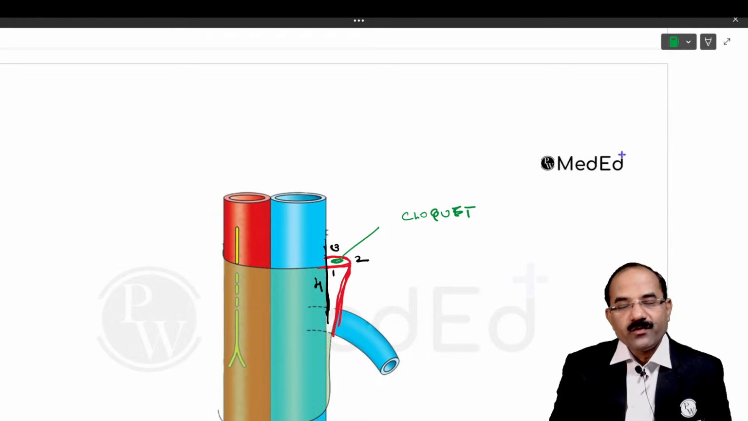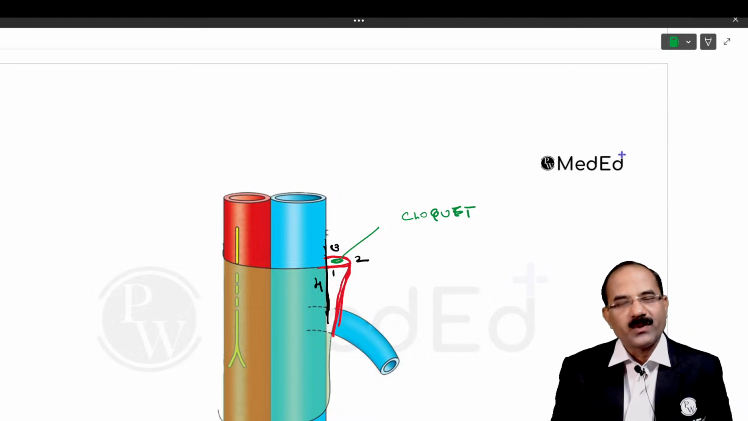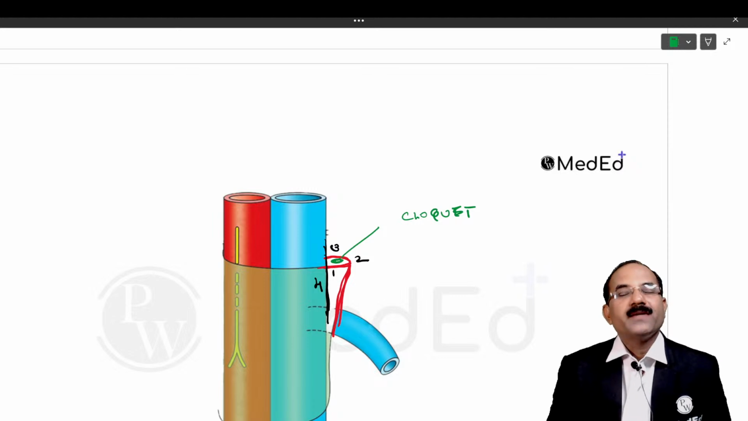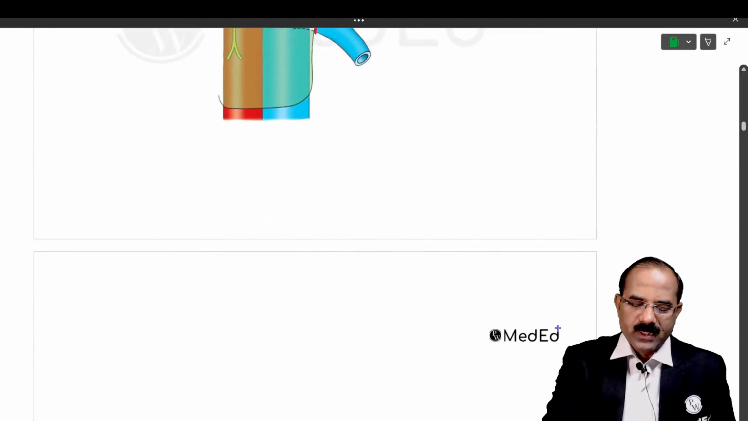And what does this lymph node drain? It drains the glans penis and the glans clitoris. That is drained by the lymph node of Cloquet. Perfect. Is this clear to all of you? Okay, fine. We proceed to the next MCQ.